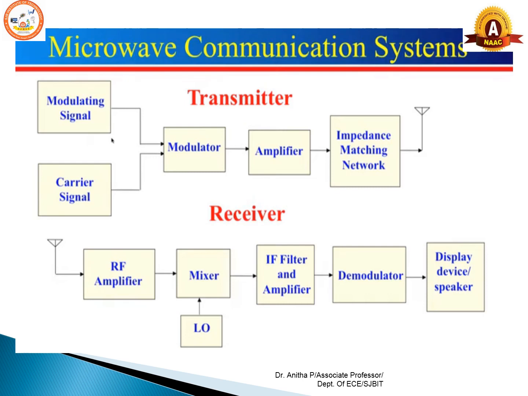Then once the waves get radiated into free space, they will be received in the receiver section through a receiving antenna. That received signal will be in milliwatts, or sometimes microwatts, nanowatts, nanovolts region. As that RF power is very low, the RF signal has to be amplified, along with noise.